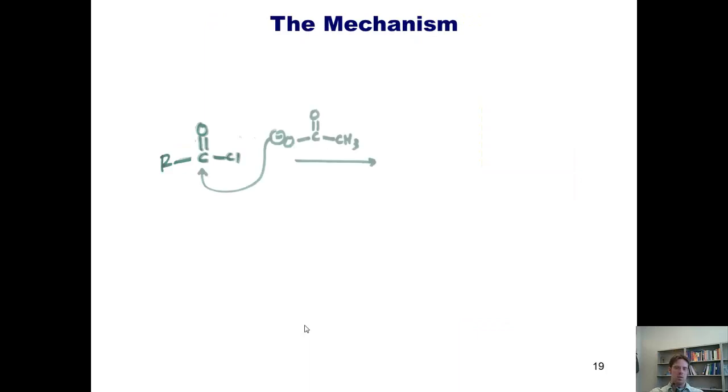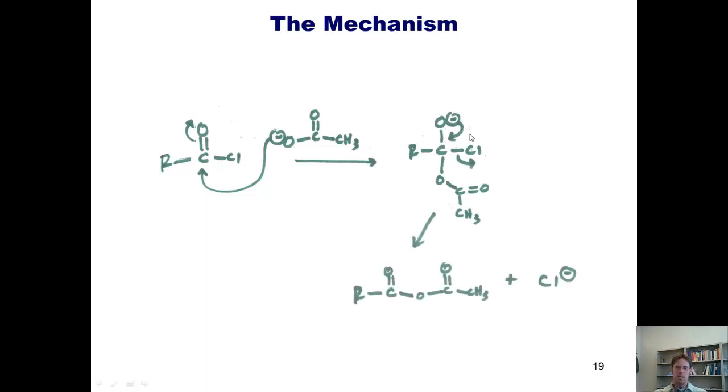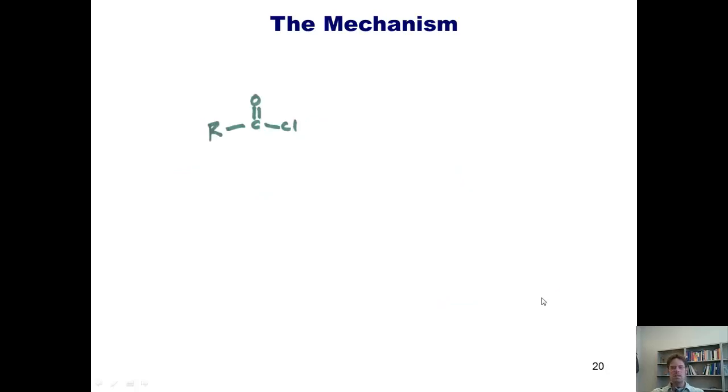I have my acid chloride. My acetate anion comes into that carbonyl carbon, pushes the electrons up onto that oxygen, giving me this tetrahedral intermediate. The negative charge then comes down, closes like a door to form a double bond, and kicks off the chloride leaving group. This gives me my final product, which is an acid anhydride, and my chloride leaving group as a byproduct.